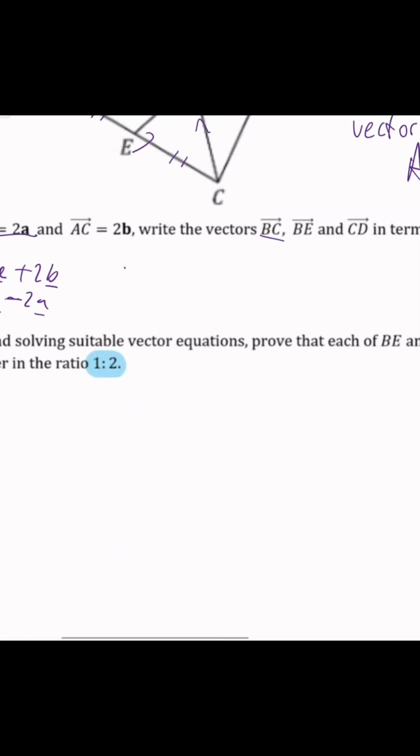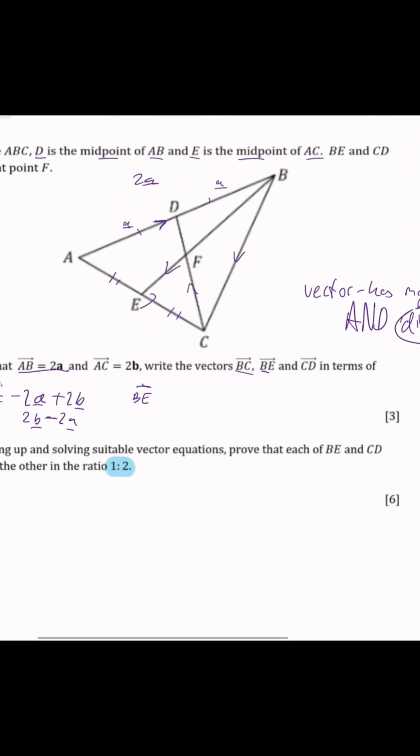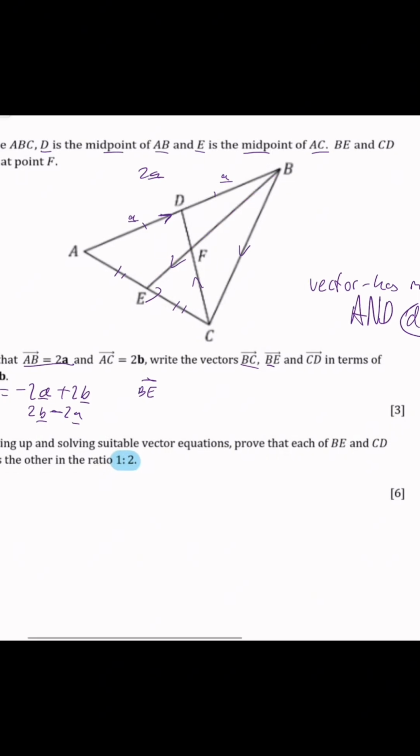Okay, next one. BE. Let's have a look. So we're going from here down to here. Well, we can do that pretty easily. Similarly to before, we've got minus 2a to get down to here. And then we're just going to add this half here, which is b. We've got minus 2a, add b, and we can rearrange that into b minus 2a.